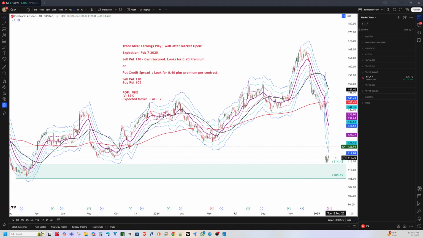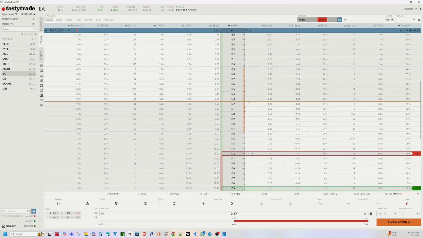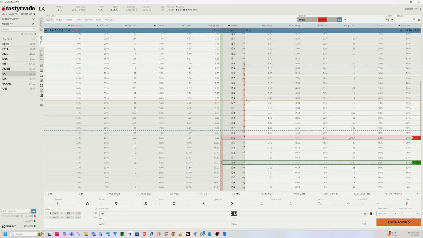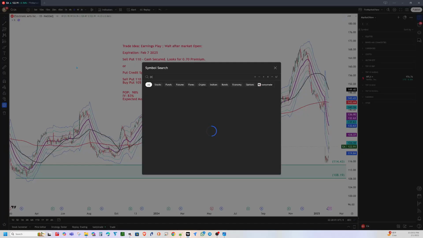If you are aggressive on this trade, you could go a little bit further, like sell 115, buy 110, then you get 52 cents right now, but on Monday it may go to like 60-75 cents. So it's high probability. So that's another trade. Let's move on to another one, Disney.